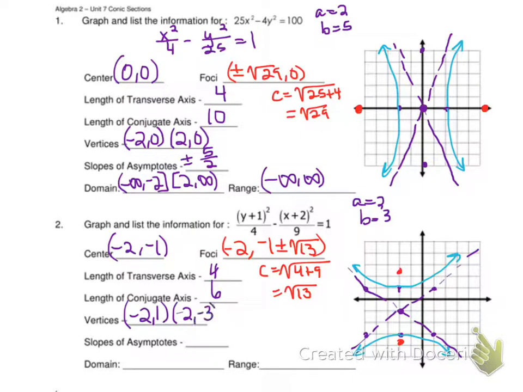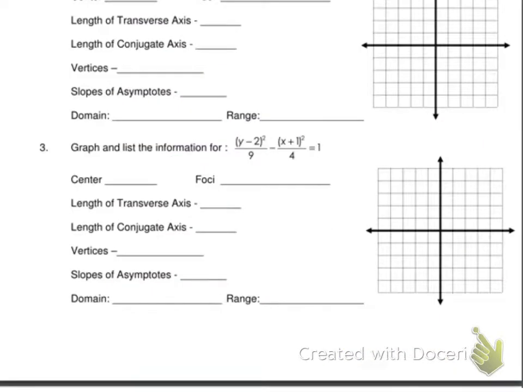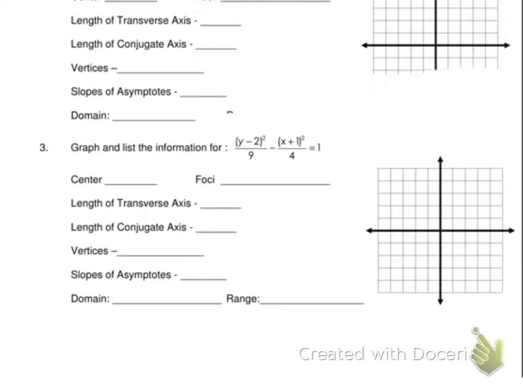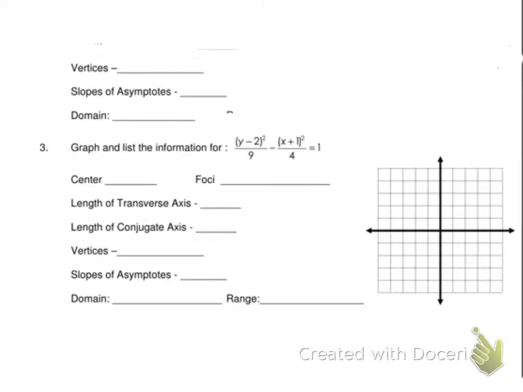vertices are pretty easy to find. Slope of the asymptotes plus or minus 2/3. Domain in this case is negative infinity to infinity. Range negative infinity to -3, and 1 to infinity. And notice those are the points on the vertices. Okay, next one, same thing. Hopefully you've already paused the video and tried number 3. Now you can watch it.